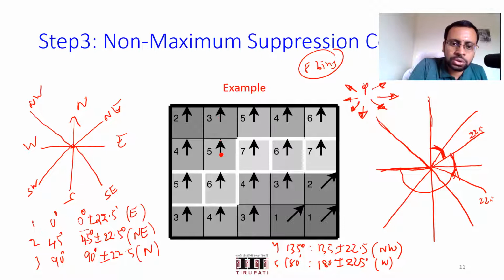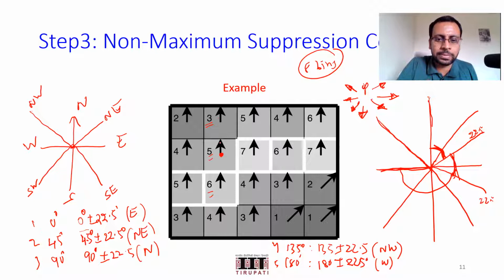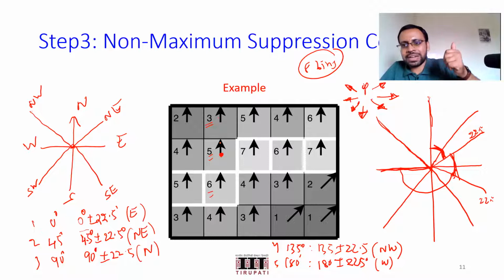Question not understood. Is the magnitude of the gradient of the current pixel that is under consideration maximum among all its neighbors in the direction of orientation of the gradient? No. Its neighbor has 3, its neighbor has 6, this has only 5. There is one more pixel, its neighbor, which is having a maximum value than this. So I will make this value 0. I will not consider it as an edge.